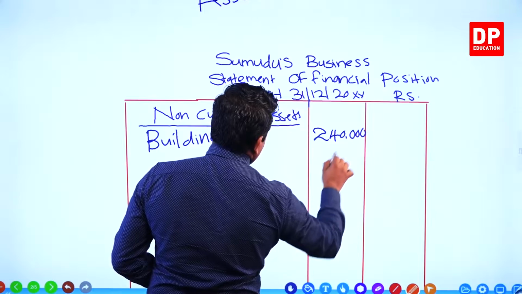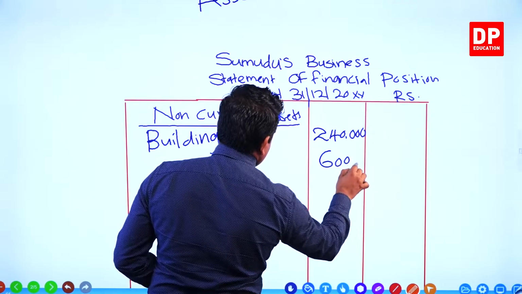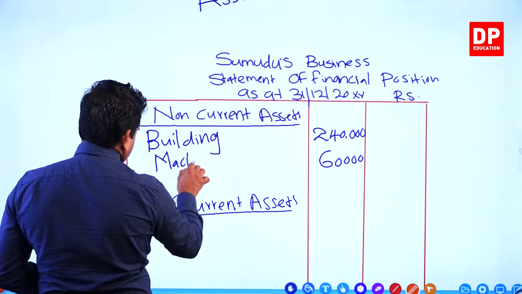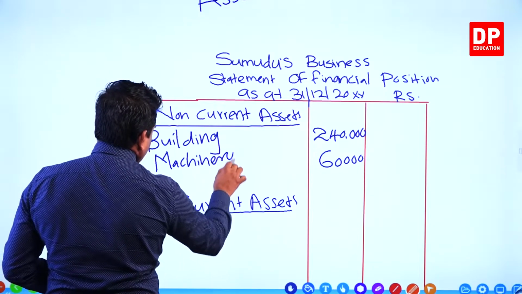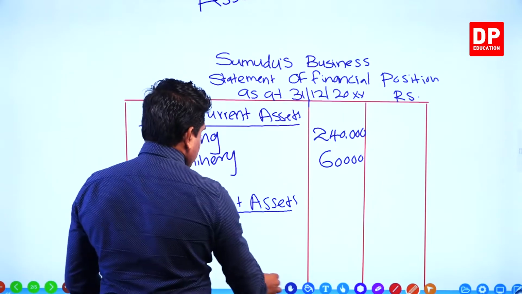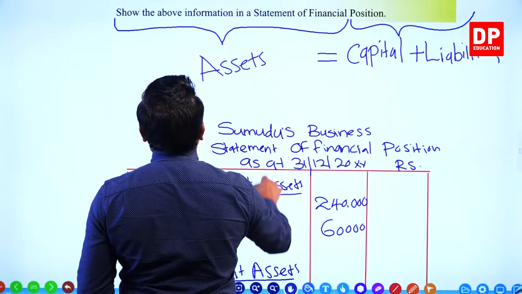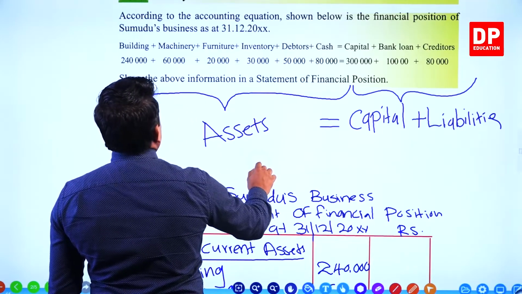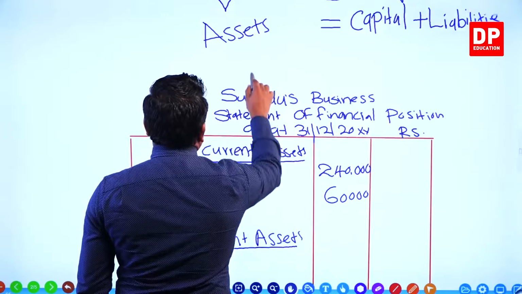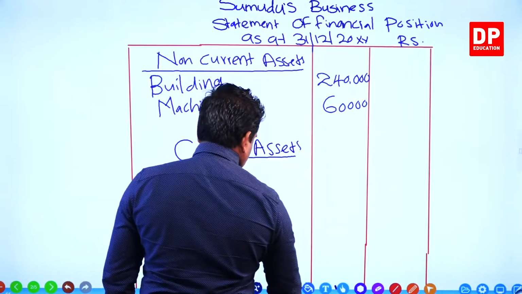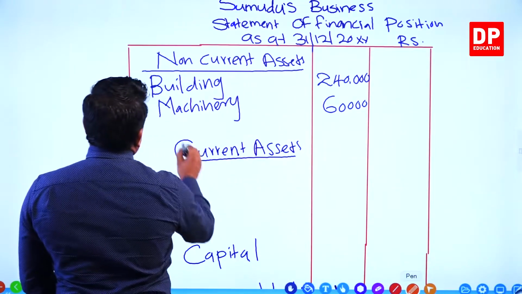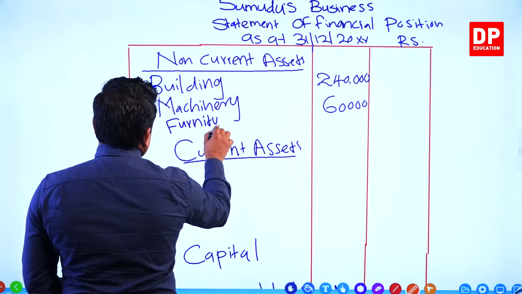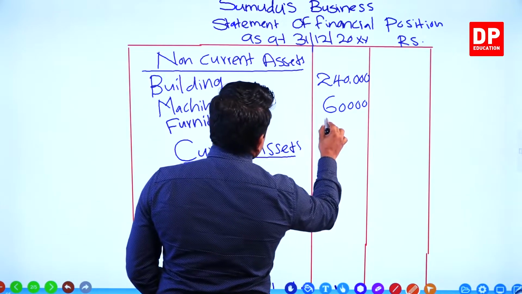$240,000. Then the other one 60,000. What is it? Machinery. I think there are only two non-current assets, but after we enter the detail we get the total, right? Now there are two. Okay, furniture, one more is there. Furniture 20,000. That one is also a non-current asset, no? Furniture, how much? 20,000.